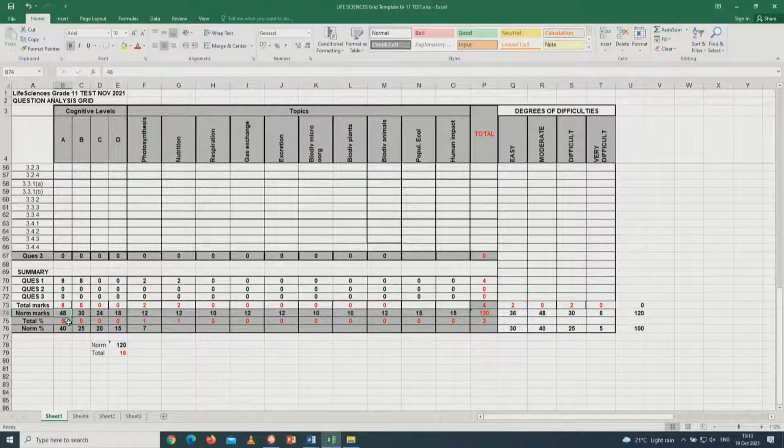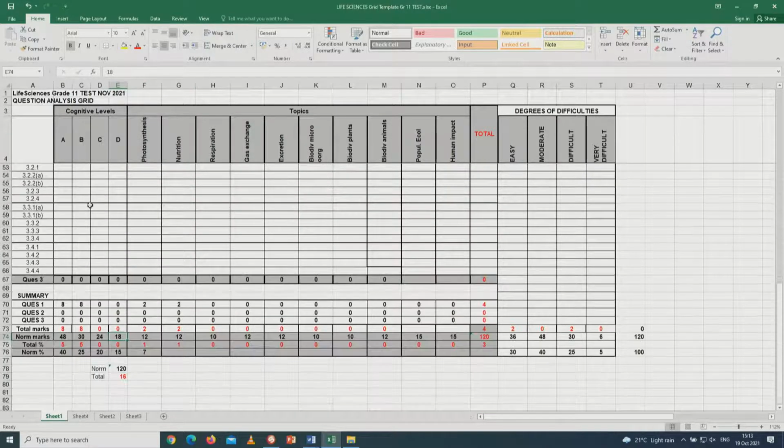The norm mark out of 150, and for this test out of 120, is already calculated for you: 48, 30, 24, 18. When I slot them in on top, they immediately calculate down here. So when your grid is done for your whole paper, you should be as close as possible to that 48 on level A, that 30 on level B, that 24 on C, and that 18 on D. The same with those, they immediately calculate themselves.